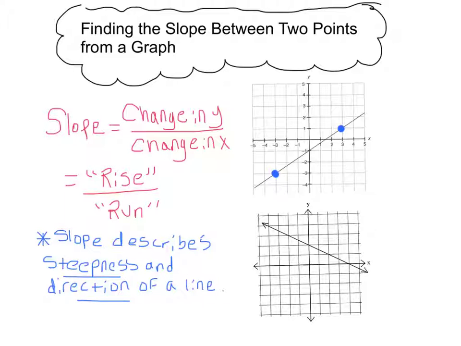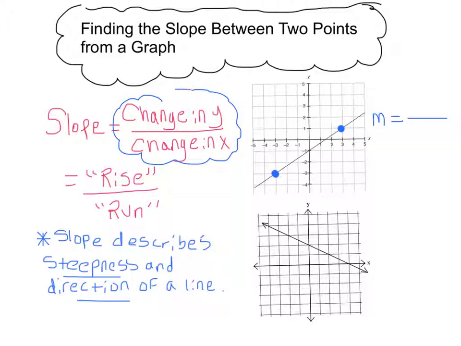So let's start with this first example. I've got 2 points, and if I'm to determine the slope, which we represent with this lowercase m, what I need to do is determine the change in my y coordinate, and I need to determine the change in my x coordinate, and I need to describe them in this form.